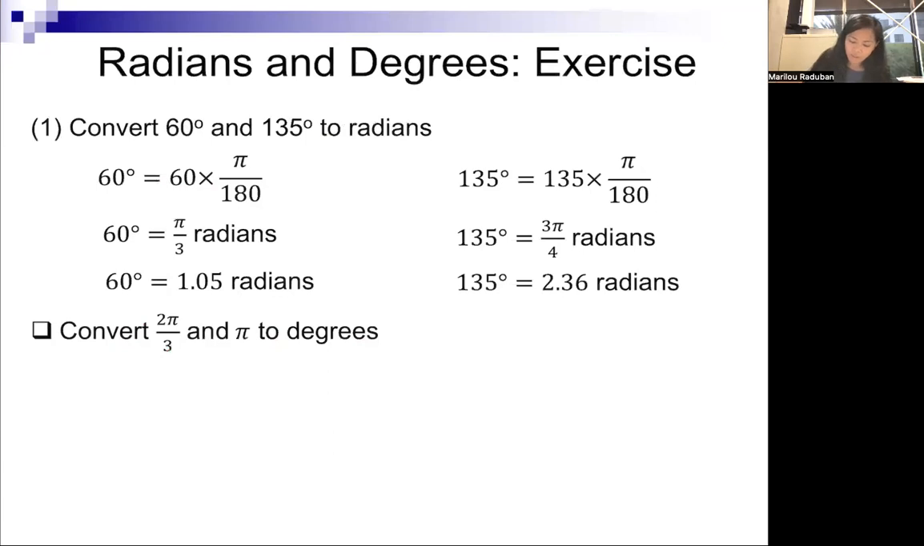Right, and converting 2 pi over 3, you have to multiply with 180 divided by pi. So you go 2 times pi divided by 3 times 180 divided by pi, and you get 120 degrees.